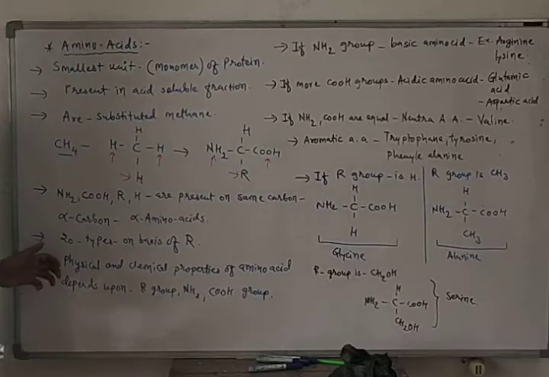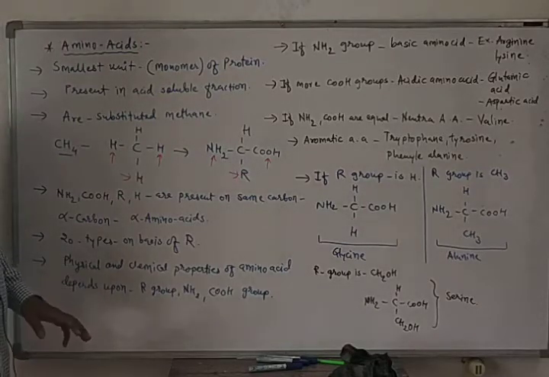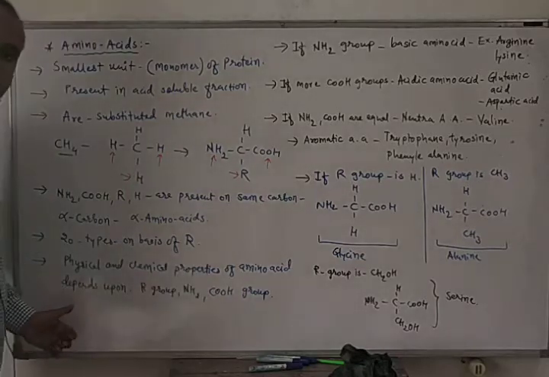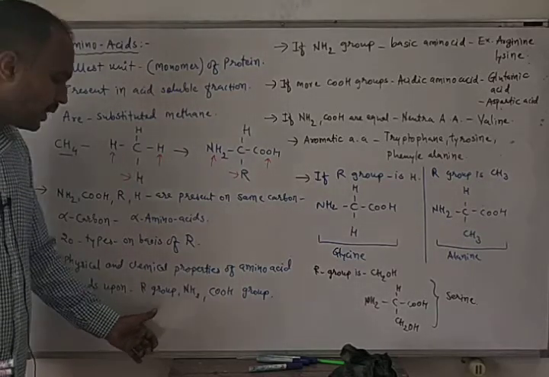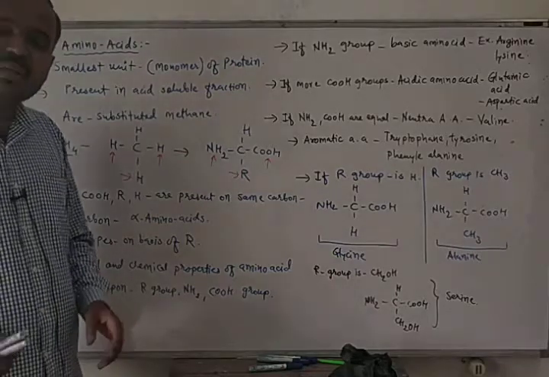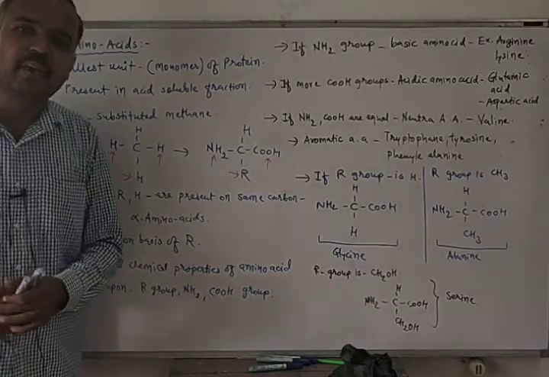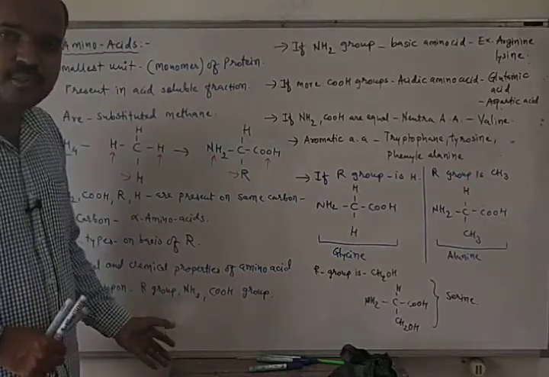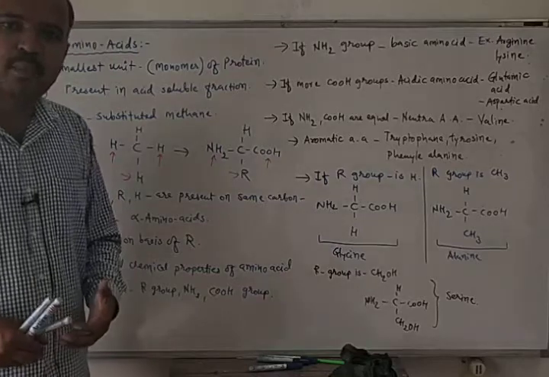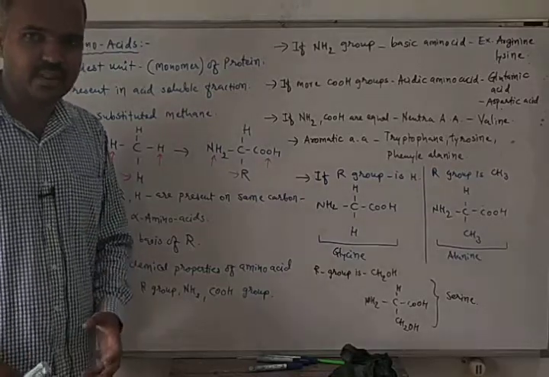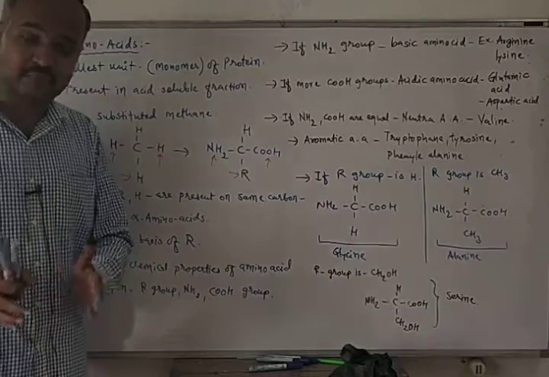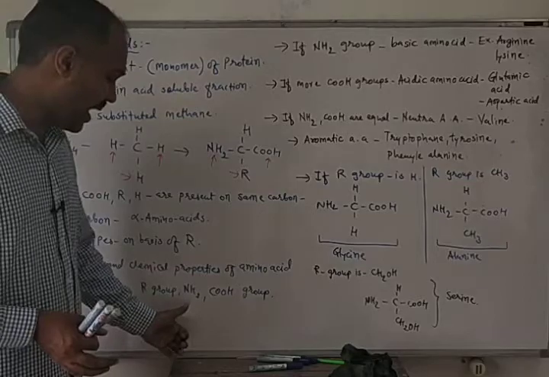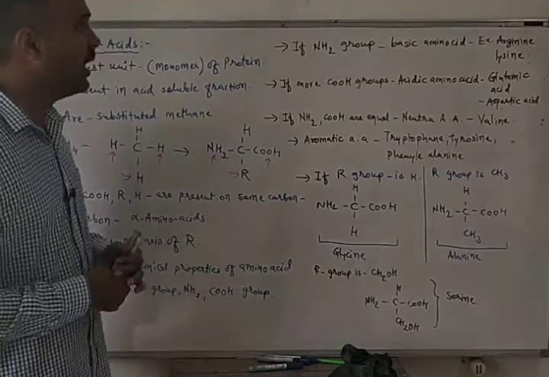Then let's talk about the physical and chemical properties of the amino acids. Physical and chemical properties of amino acids depend on the amino group, R group and carboxyl group. So these 3 groups will decide which kind of physical property will be there in the amino acid.